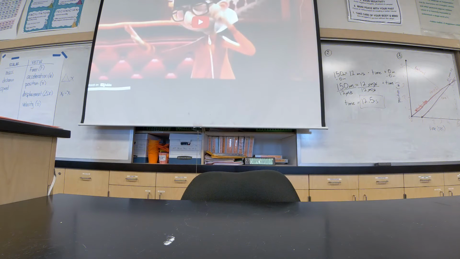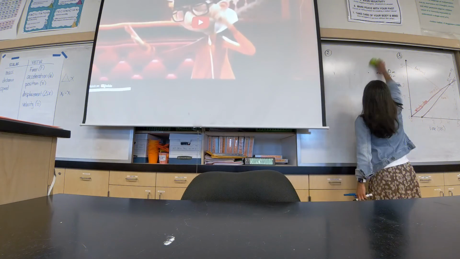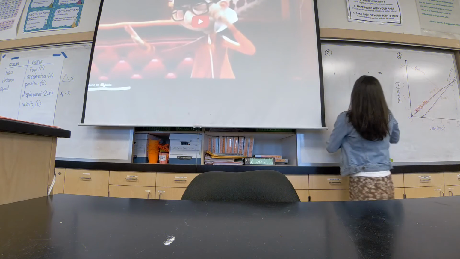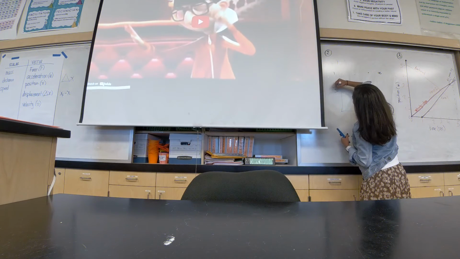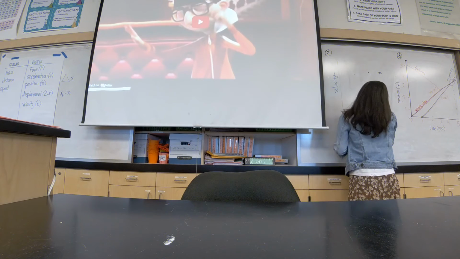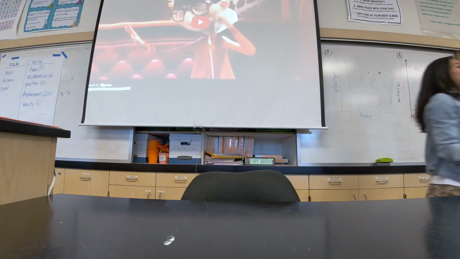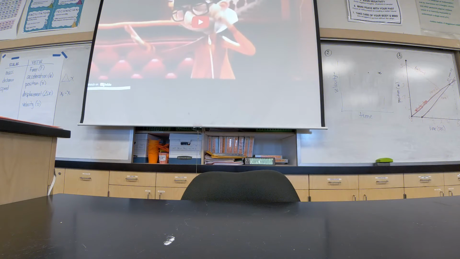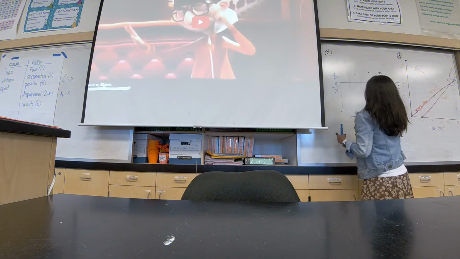If I were to ask you to draw a velocity time graph for these two horses, here's my velocity, here's my time. What would those two graphs look like? Can someone tell me the general picture, the general shape? They would be two straight lines. Straight parallel horizontal lines. So I would have two straight lines like this.